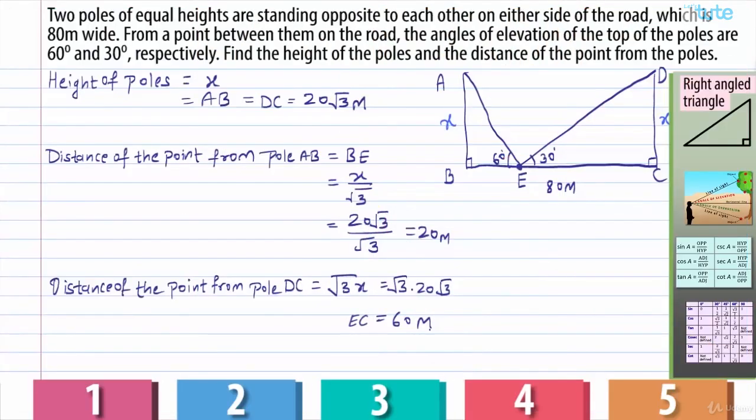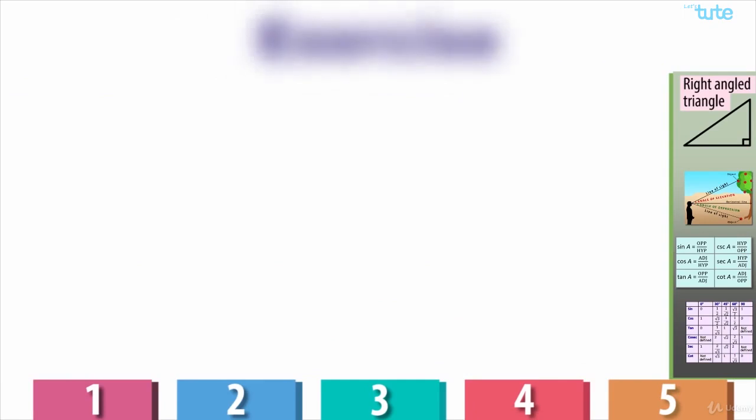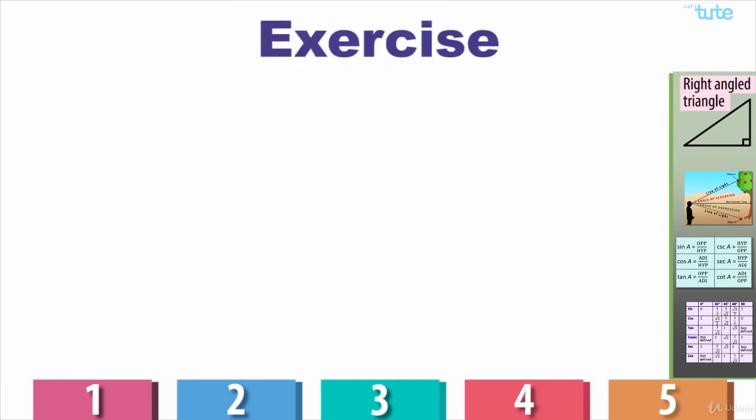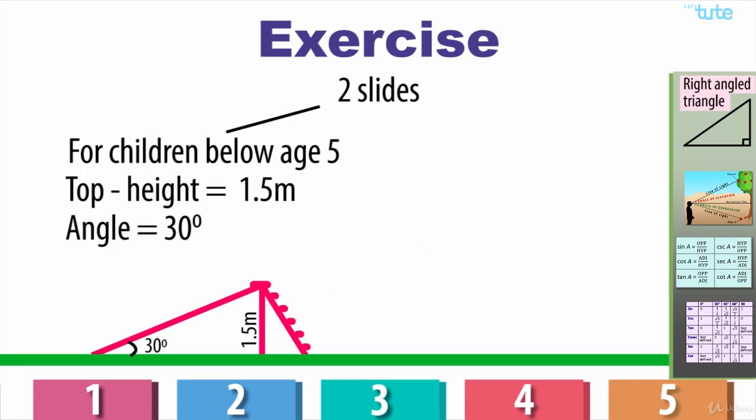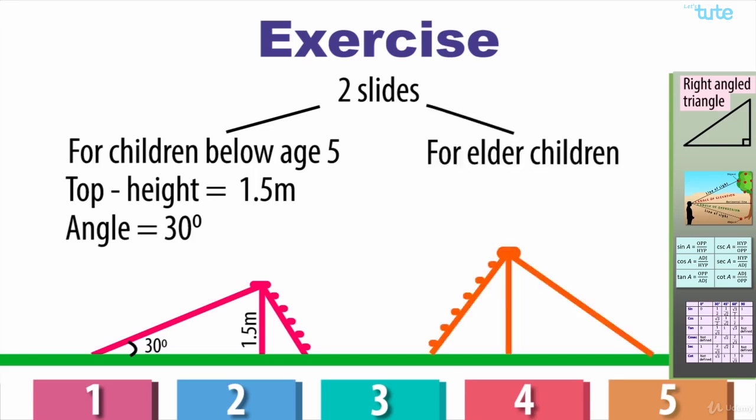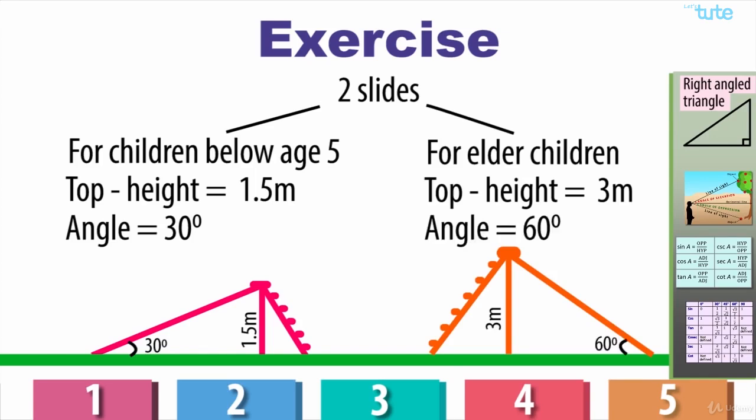So now as we have solved the question and we have also cross-checked it, let's do something more. Suppose there is some other condition where a builder wants to install 2 slides, one for the children below age 5. So he prefers a slide whose top is at a height of 1.5 meters, and that slide should make an angle of 30 degrees to the ground. Whereas for the elder children, he wants a slide at a height of 3 meters, making an angle of 60 degrees to the ground. So what should be the length of the slide in each case?